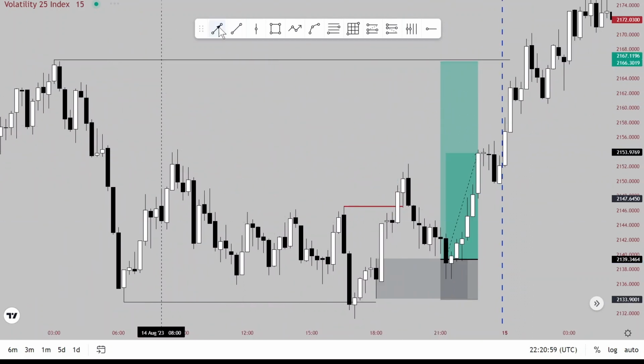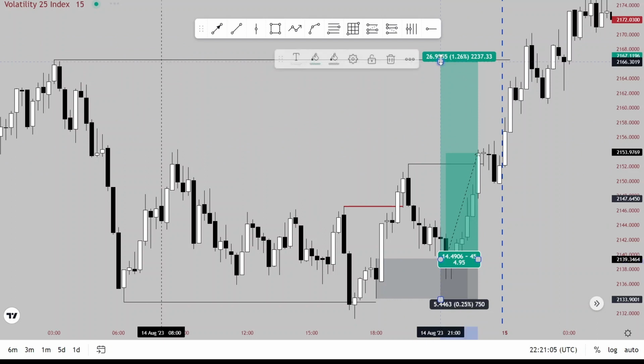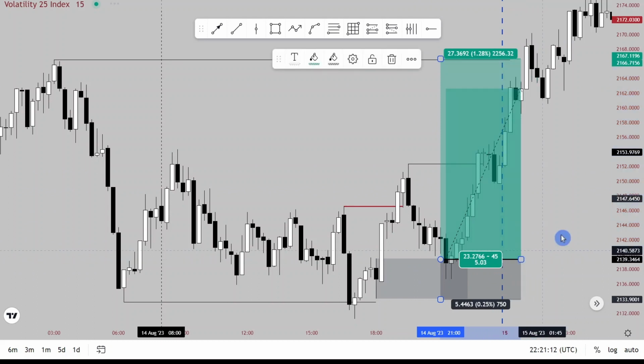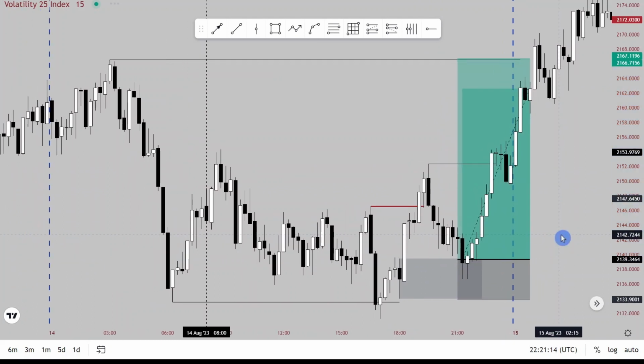Normally I would take a partial at this high and I'll leave something small to run for the rest of the day to see if we can get here. That would have been 5R if we head through. Beautiful. That would have been 5R. So another beautiful win. Simple instructions that we are following.